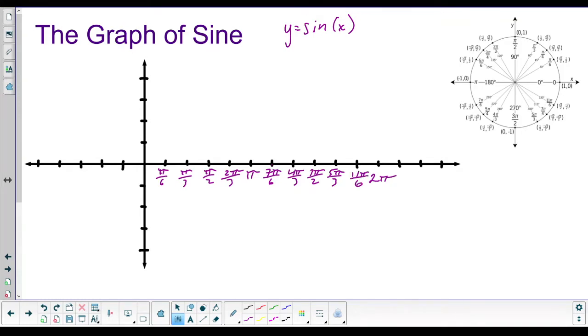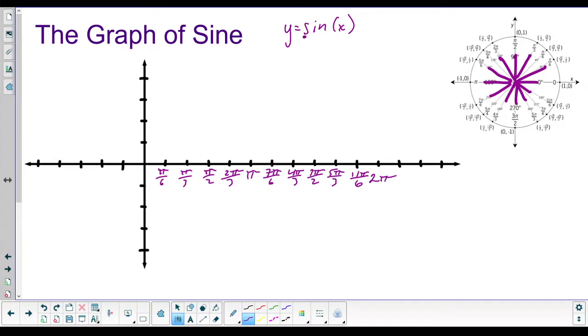Okay. So we are looking at all of these angles: 30, 60, 90, 120, 150, 180, 210, 240, 270, 300, 330, and then 2 pi is 360. So this is the full rotation all the way around.